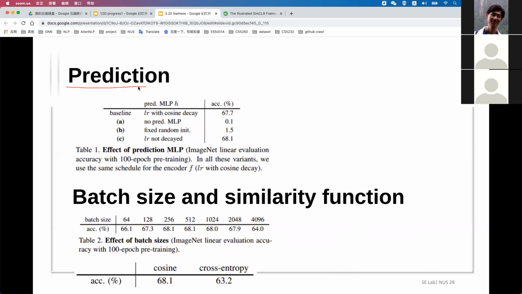So he also experiments on the predictor. It shows that the predictor part is also very important. So to answer, he first does the experiment. From the result, we can see that the predictor is an important part of the neural network, and the batch size and the similarity function are not important.